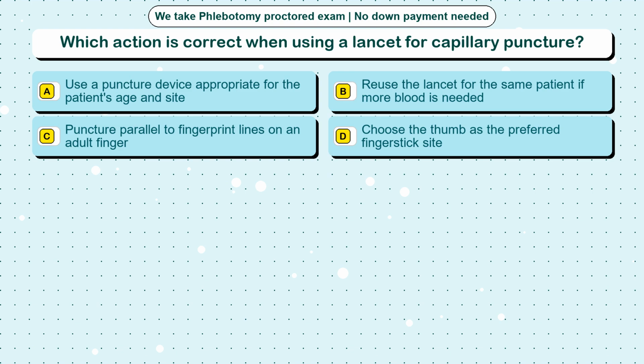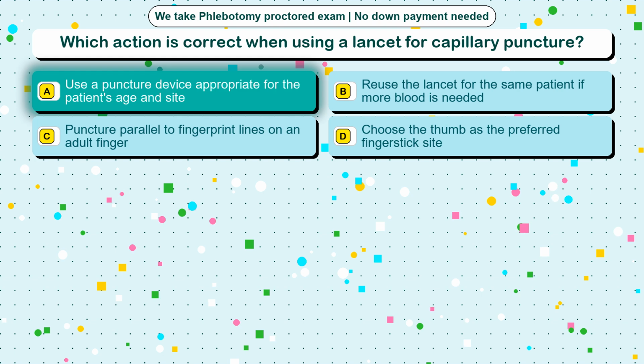Question 18. Which action is correct when using a lancet for capillary puncture? Option A, use a puncture device appropriate for the patient's age and site. Option B, reuse the lancet for the same patient if more blood is needed. Option C, puncture parallel to fingerprint lines on an adult finger. Option D, choose the thumb as the preferred finger stick site. The correct answer is option A, use a puncture device appropriate for the patient's age and site.